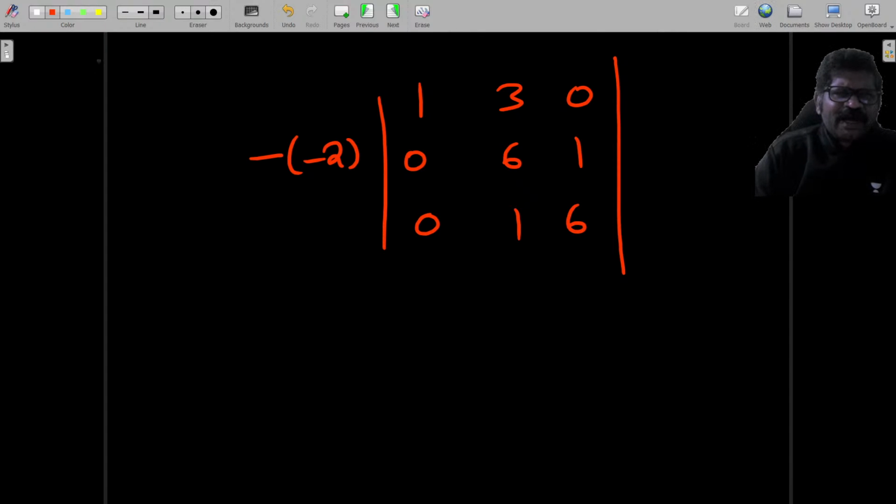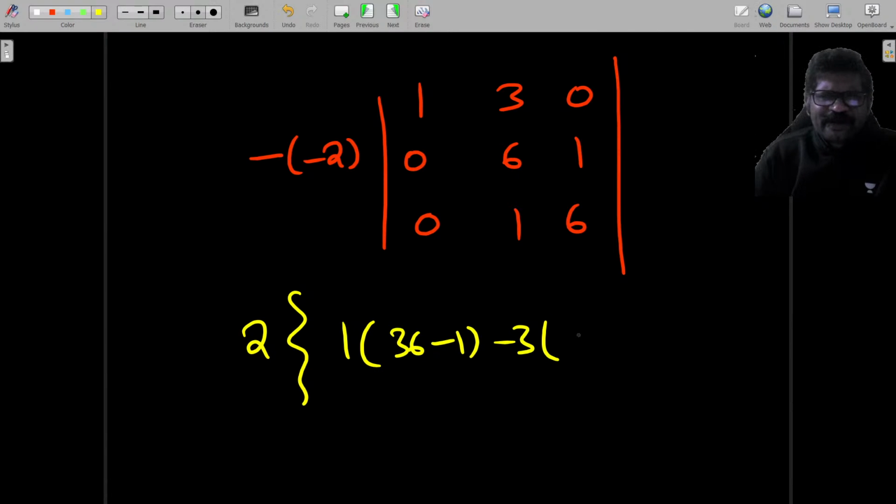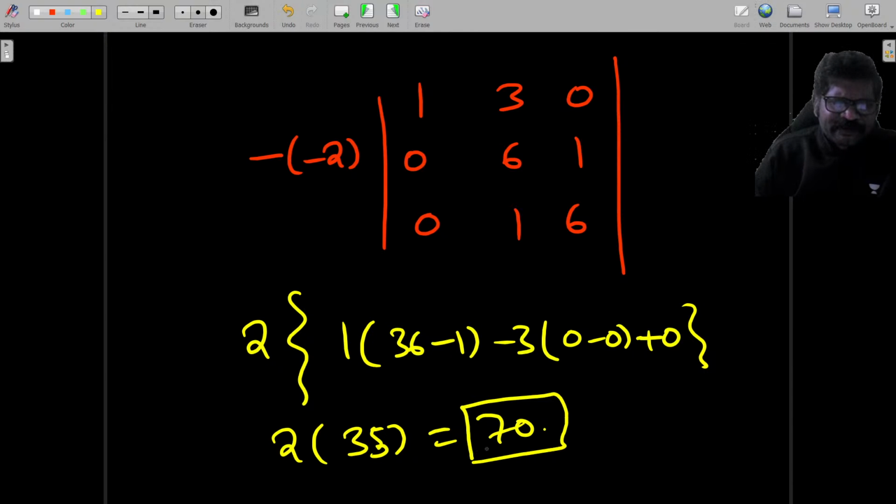Now minus of minus 2 is plus 2. 1 of 36 minus 1, minus 3 of 0 minus 0, plus 0 into anything you will get 0. Now 2 into 35, that is 70. The determinant value is 70.